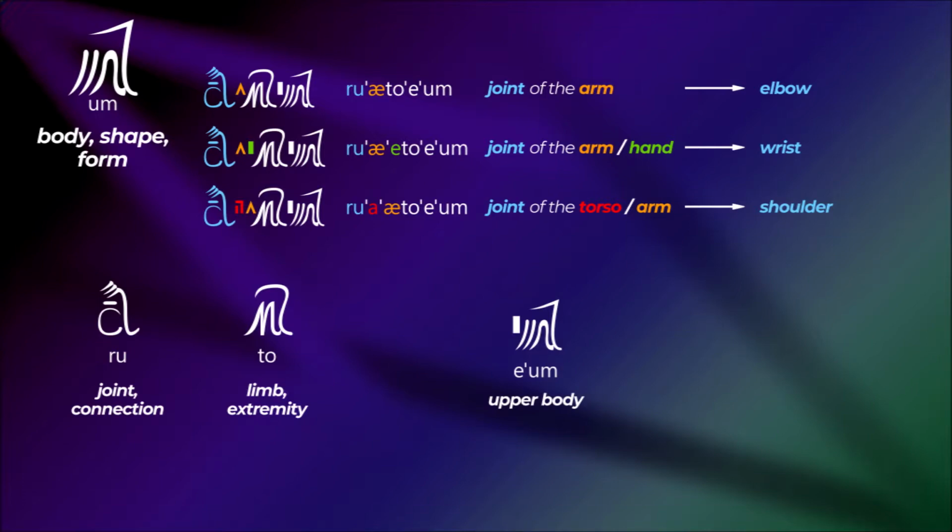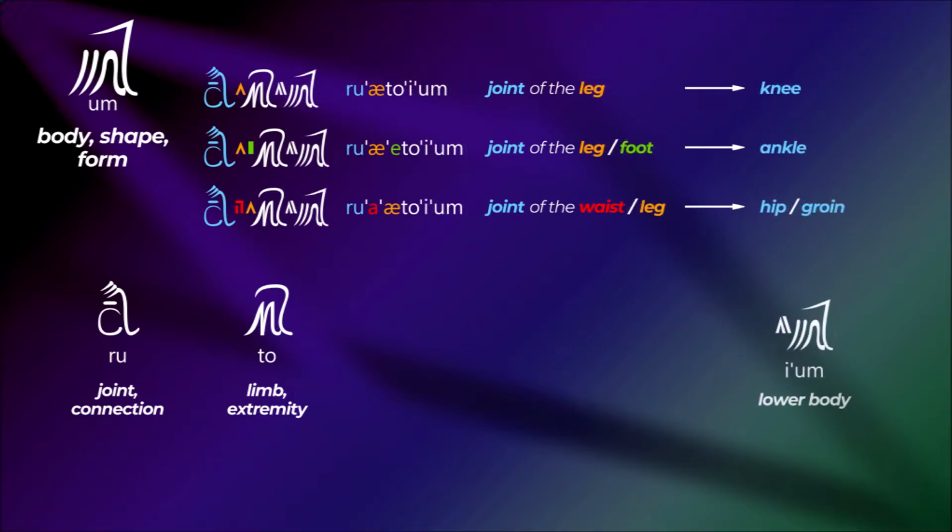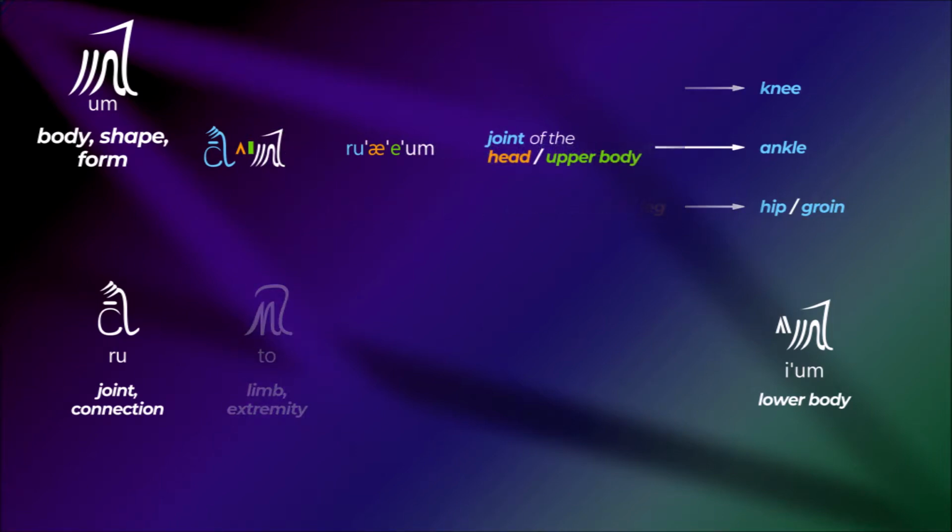Let's project this pattern onto the lower body again, and we have 3 new words. Ru aito ium, the knee. Ru ai eto ium, the ankle. Ru a aito ium, your hip or groin. We can also use ru to connect body sections to one another, without the necessity of using the root word to. As such, we can describe the joint that connects the head to the upper body. Ru ai eum is the neck.